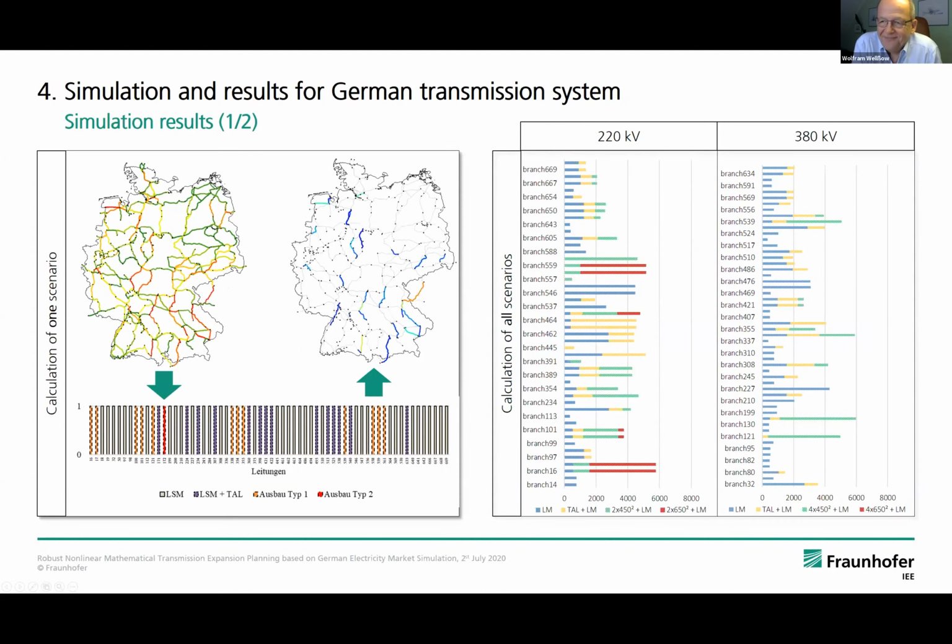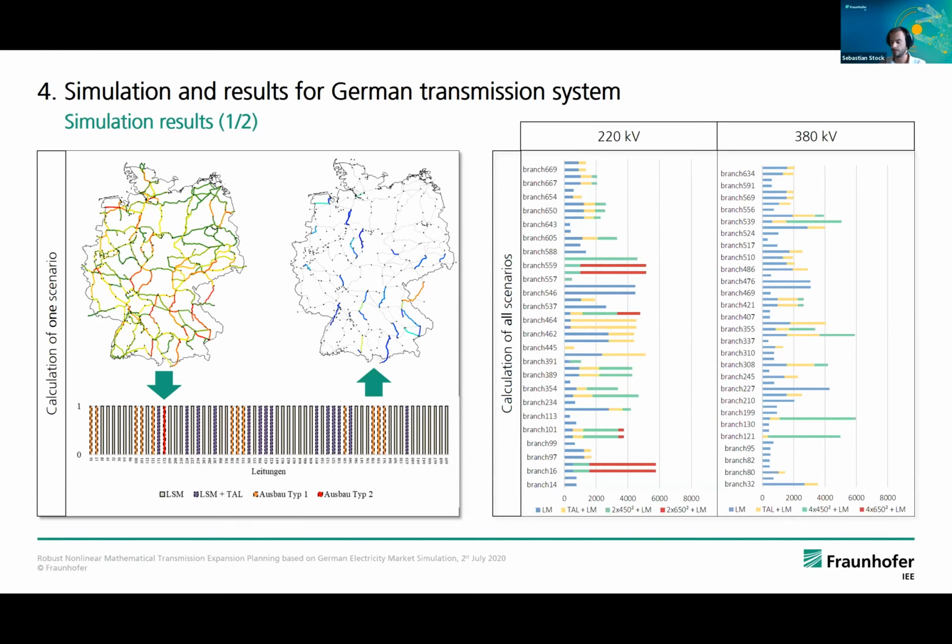Yes, so what I said is on the left-hand side, you can see the calculation of one scenario. For every scenario, a decision is made so that no congestions exist in this scenario. This is done 8,000 times. And on the right-hand side, you can then see the different decisions out of every scenario in this year.